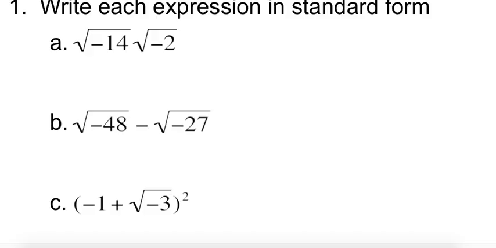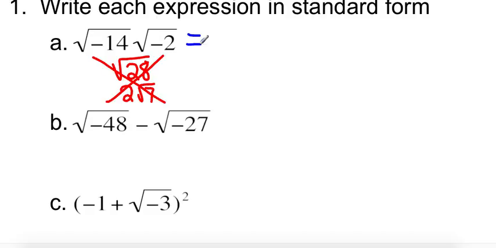So we want to multiply the square root of negative 14 times the square root of negative 2. Now, you might be tempted to multiply these together right away. Like negative 14 times negative 2 would be positive 28, and then you would simplify that and get 2 root 7. However, if you did it this way, it would be incorrect. So don't do that. What we need to do is pull the i out first.